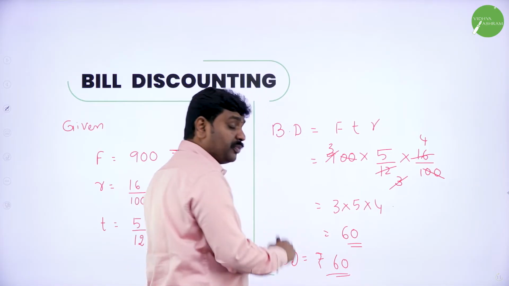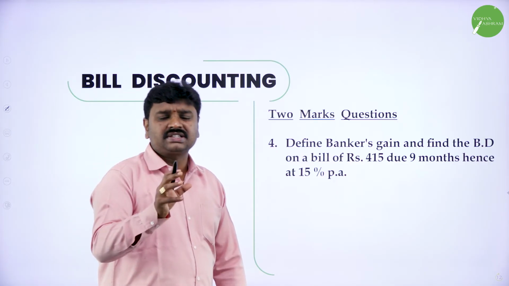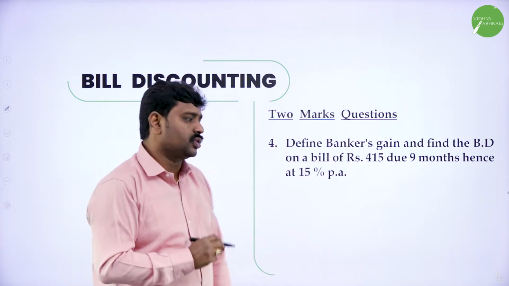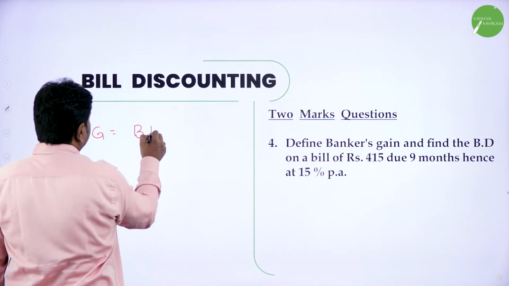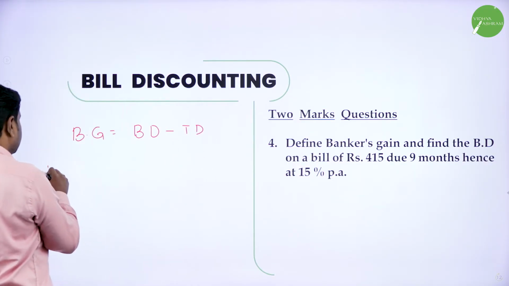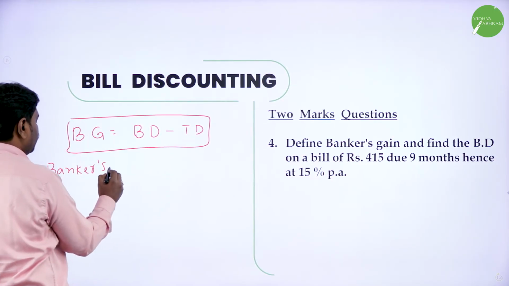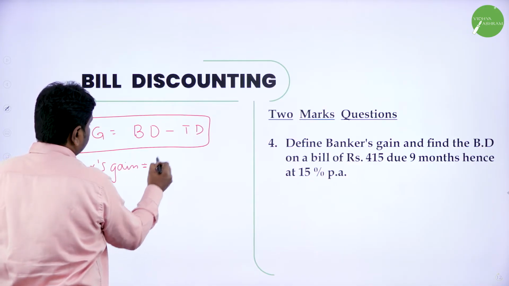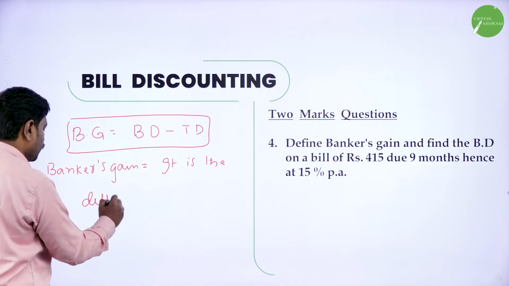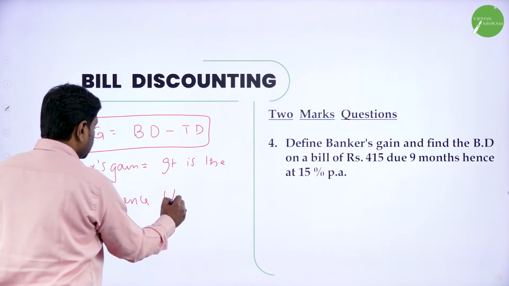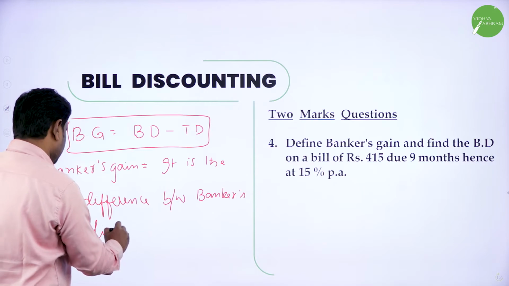Dear students, for the same problem if you calculate true discount, it will be less than this. Then define banker's gain. Banker's gain is the difference between banker's discount and true discount. So what is banker's gain? I want you to define banker's gain. So I wrote the formula. The formula you write in this format. Minus means difference. So it is the difference between what and what? It is the difference between banker's discount and true discount.